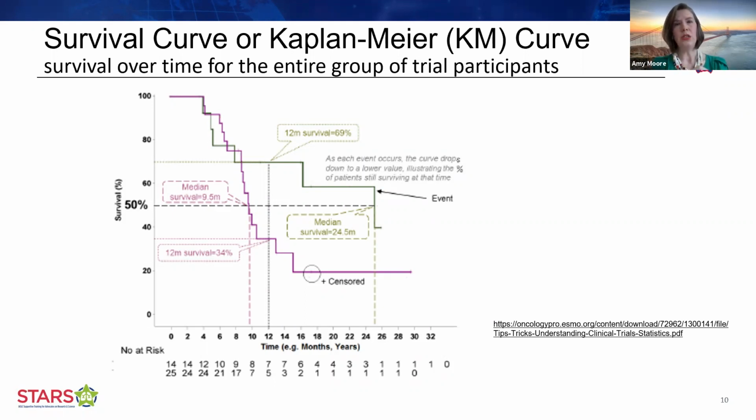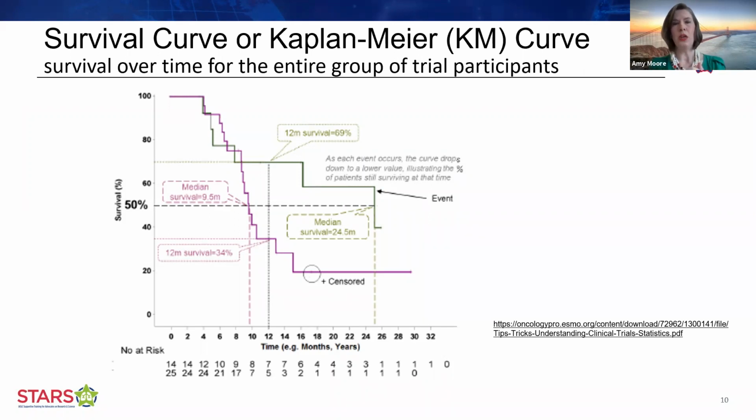To begin to ask that, we need to look at the median overall survival. To determine median survival, we go to our y-axis on the left, find that 50% mark, and then draw a horizontal line across until it intersects each curve. At the point where it intersects, we drop a vertical line down to the x-axis to look at time in months. If we do that exercise for the purple curve, we see that median survival is roughly 9.5 months. By contrast, doing the same thing for the green curve, we see that median survival is 24.5 months.